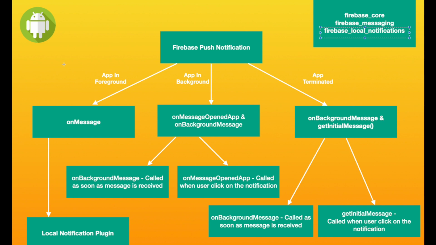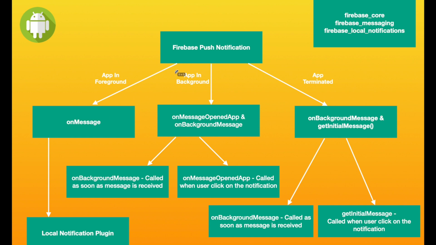As I said, when the app is in foreground, we will receive the notification in this method called onMessage. We will call this method using this Firebase messaging dependency, and in this method we will receive any message, any notification sent through Firebase push notification when the app is in foreground.